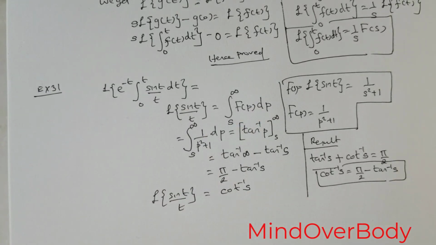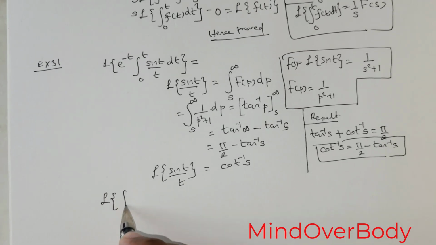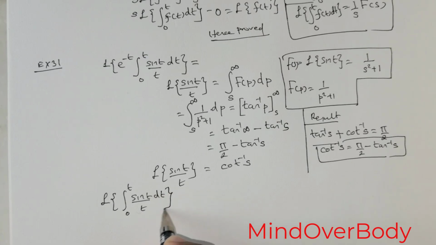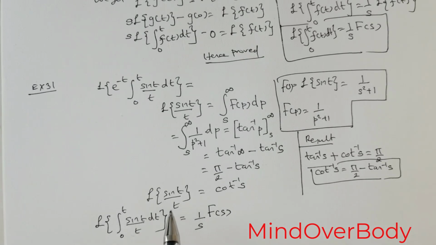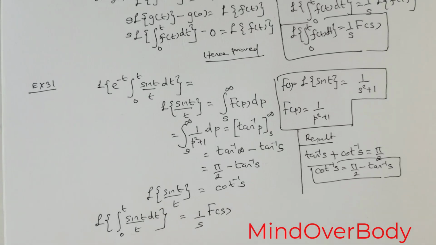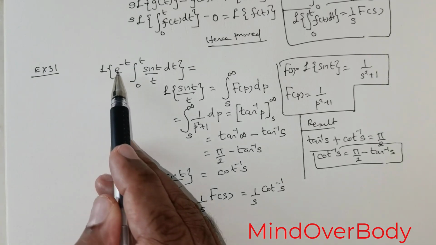So let's do that. So now what we need to do is we need to calculate the Laplace transform of integral 0 to t sin t over t times dt. Now what is this? This is nothing but, I can use the formula, right? What is the formula? This is the formula I would be using. So this is nothing but 1 over s times F of s, right? So we are actually looking for the Laplace transform of sin t over t. Now what is that equal to? That is equal to cot inverse of s.